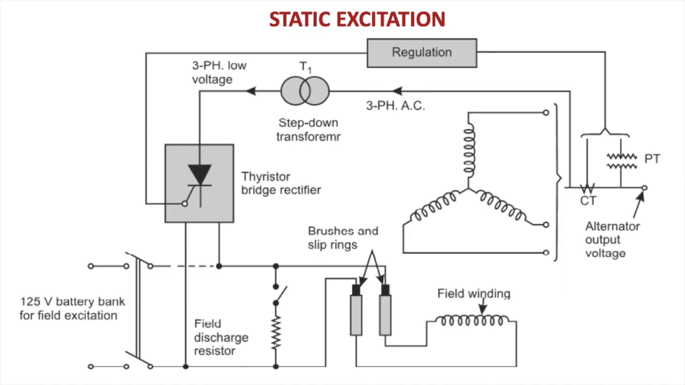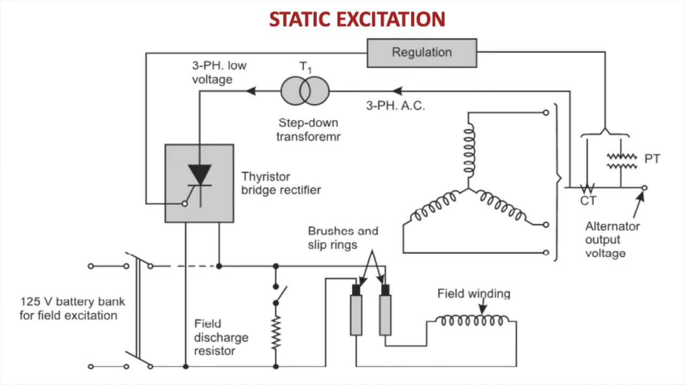In static excitation, the alternator is there and its field is being supplied through a slip ring and brush arrangement. At the starting of the alternator, the field winding is given a supply through the battery bank, and once the machine starts, the battery bank is disconnected and the alternator AC voltage itself is stepped down and regulated through the firing angle of the thyristors, and the rectified output is being fed to the field winding.